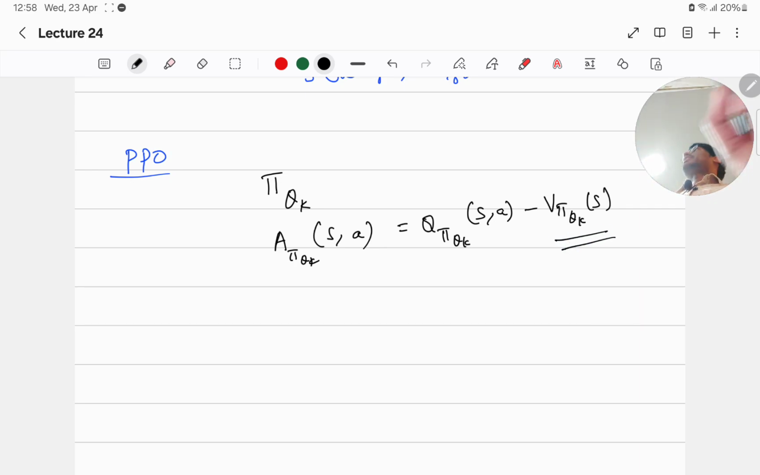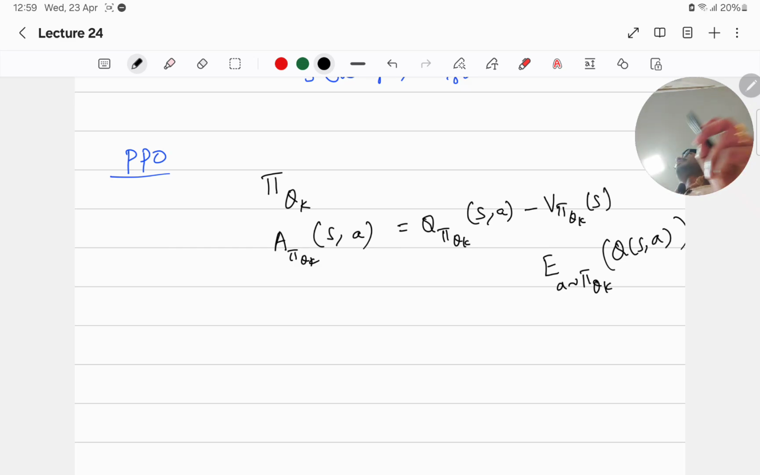So how can you write v pi theta k in terms of q pi? This is the expectation over a from pi theta k of q of s comma a. I can write it like this, right? The value function is nothing but the expected value of the q function, where the action is sampled according to your policy pi. So if you look at this definition of advantage, what is it telling?